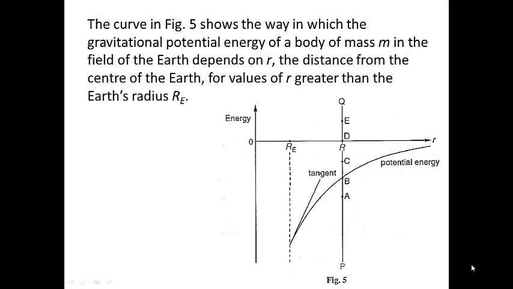The curve in figure 5 shows the way in which the gravitational potential energy of a body of mass m in the field of the Earth depends on r, the distance from the center of the Earth, for values of r greater than the radius of the Earth. So this is the potential energy curve.